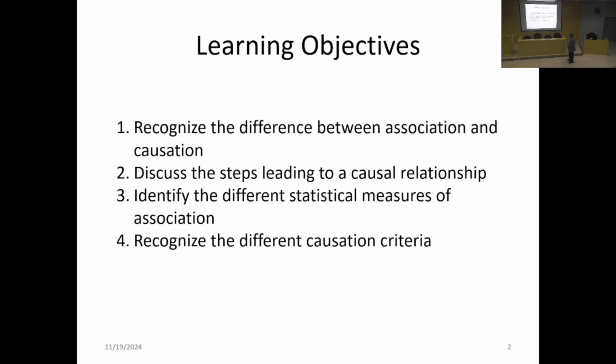So our learning objectives today is to recognize the difference between association and causal relationship. And we will discuss the steps that will lead us to a causal relationship. There are steps that we have to go through to demonstrate the causal relationship, to identify the different statistical measures of association that you know, odds ratio and relative risk, and recognize the different causation criteria. I will list them to you, and I will cover 3 of them, the most important, okay? These are your learning objectives today.